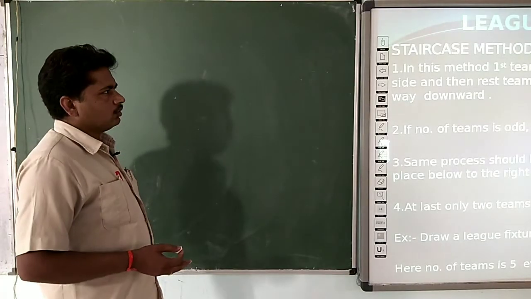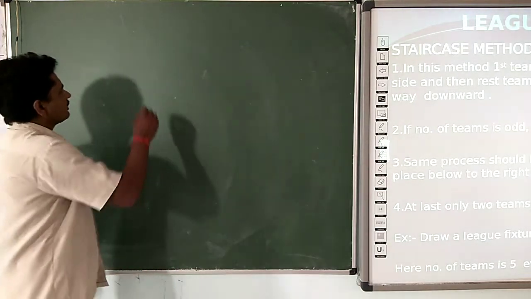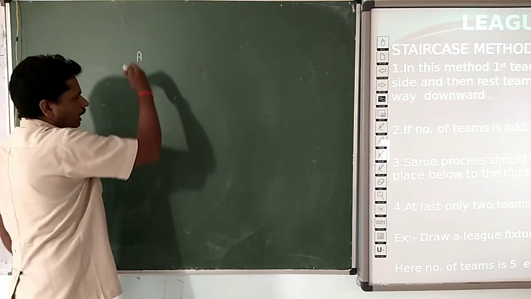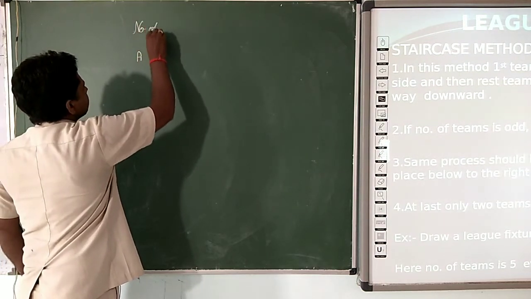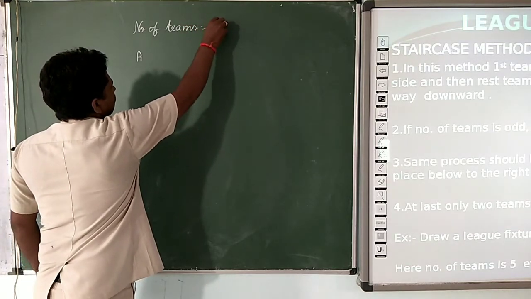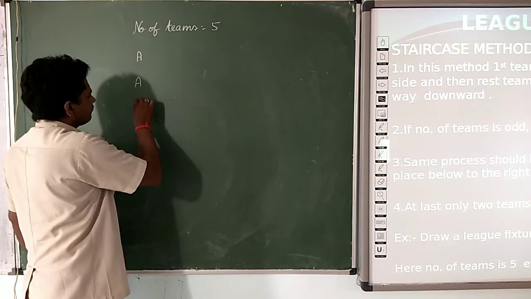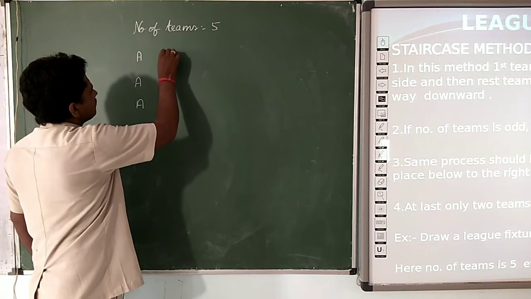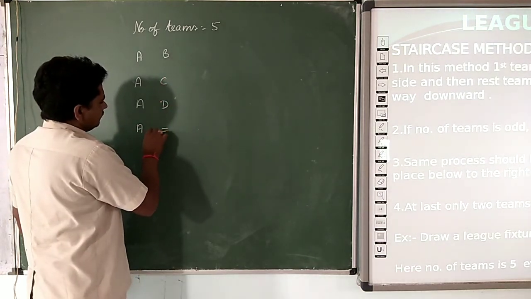So now we go on with the staircase method. In this method we have to write team number 1, that is A. How many times? N minus 1 times. The number of teams is equal to 5. So we have to write A 4 times. After that the second team, that is B, then C, then D and then E.